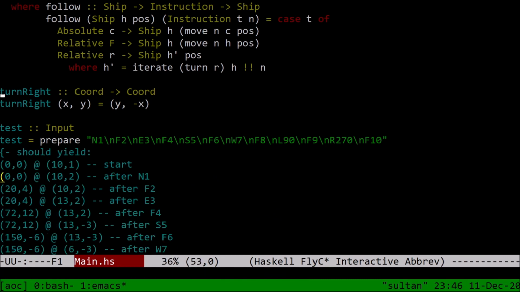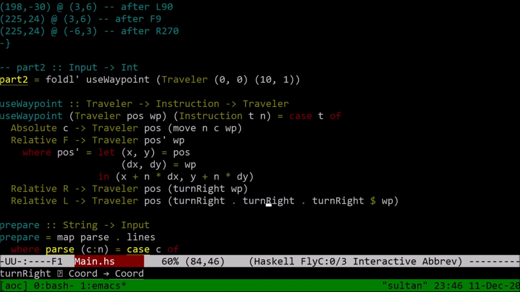Well, let's leave that there in case I need it. In part one, I had this: to turn right, you iterate turning right, or you iterate turning a direction. In part two, I said, of course, to turn right, you just turn right. But I forgot that we have this N here that was not used in this one case. The absolute C and relative F are both correctly using N, but the relative R and relative L cases never use N. So you ignore the number after an R or an L in this implementation.